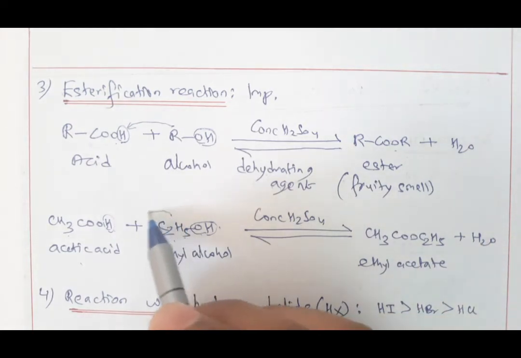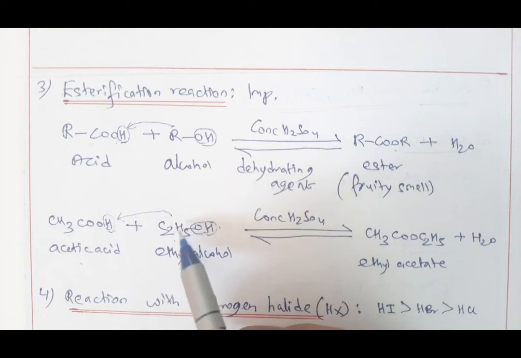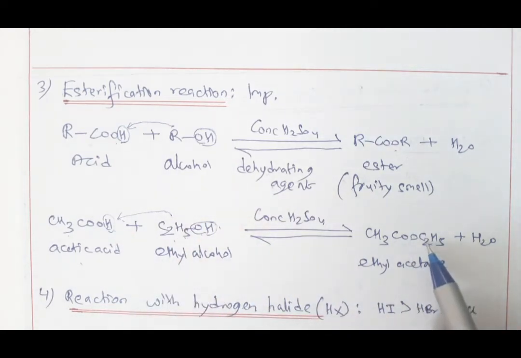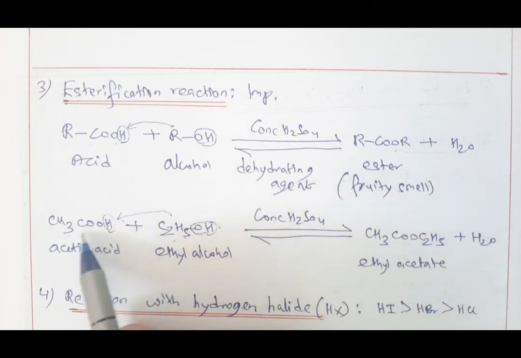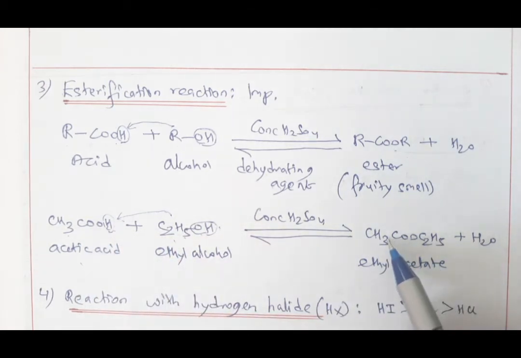Then this ethyl will go in place of H, and as this ethyl goes in place of H, you get C2H5 in place of this H, CH3COOC2H5, and this came from acetic acid, so we write acetate, and here is ethyl, so we call it ethyl acetate. Okay students, so the compound name is ethyl acetate, which is an ester which has a sweet smell.